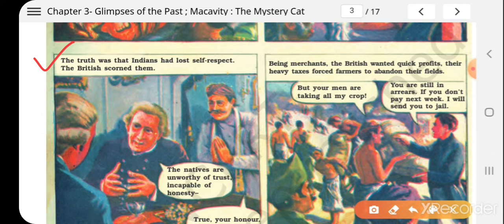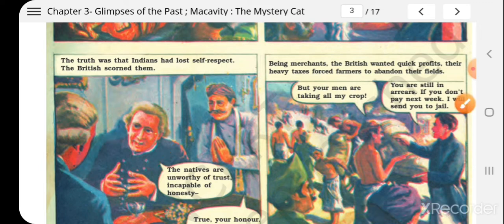देखो इंडिया में ही आए थे वो लोग, यहाँ पर ही रूल कर रहे थे, बट दे डिड नॉट हैव सम रेस्पेक्ट फॉर इंडियंस. So you can see here a foreigner, a Britisher is saying that the natives are unworthy of trust, incapable of honesty. That I can't trust natives. Natives मतलब जो इंडिया के लोग हैं. That I can't trust them. They are incapable of honesty. वो लोग honest ही नहीं हैं.